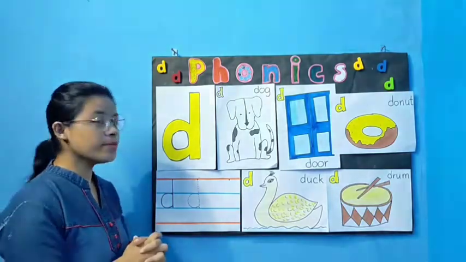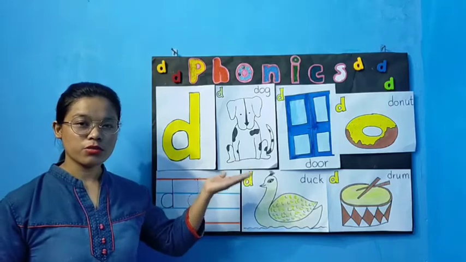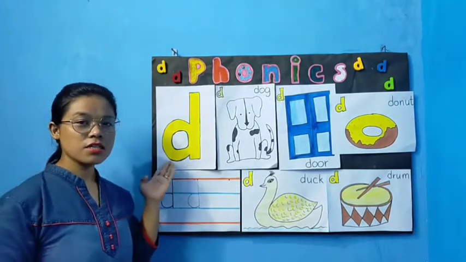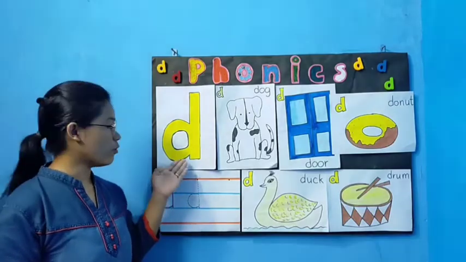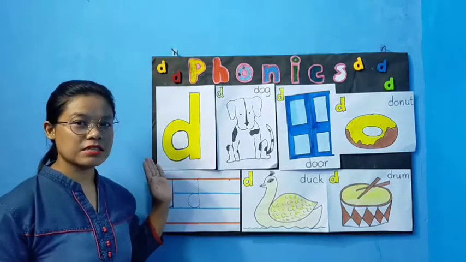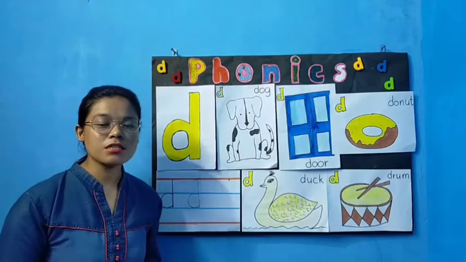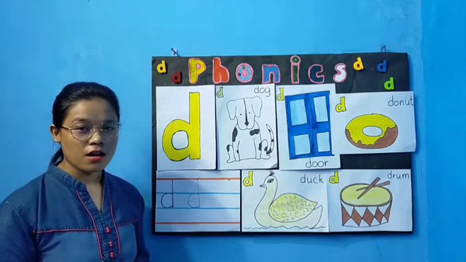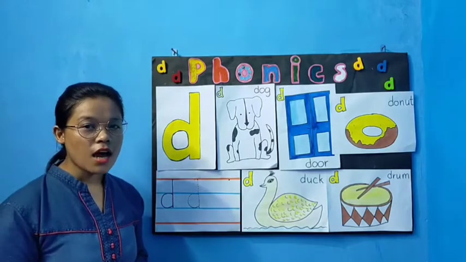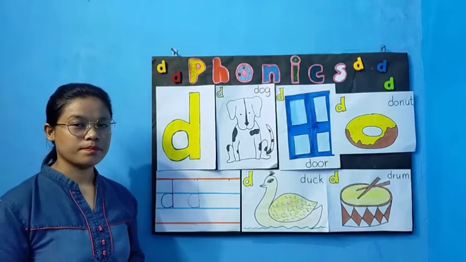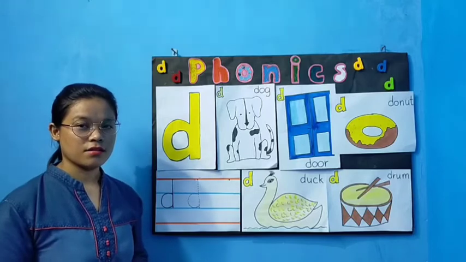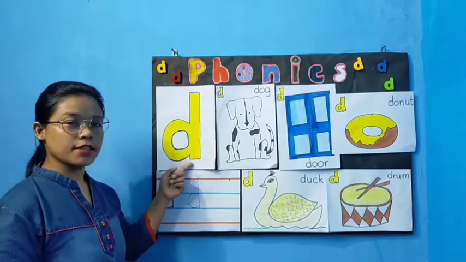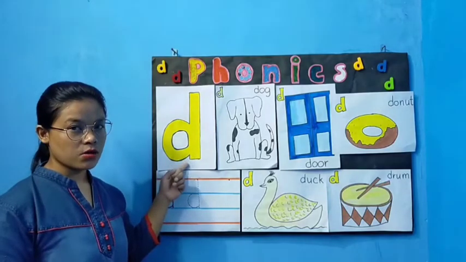So now children, today we will learn the new sound, okay? So the sound is D. The letter is D and the sound is D. Say with me. Da, da, da. Well done. So, we are learning the da sound.